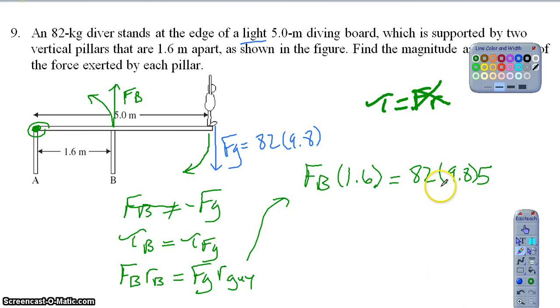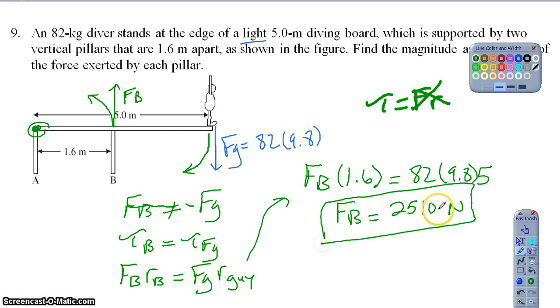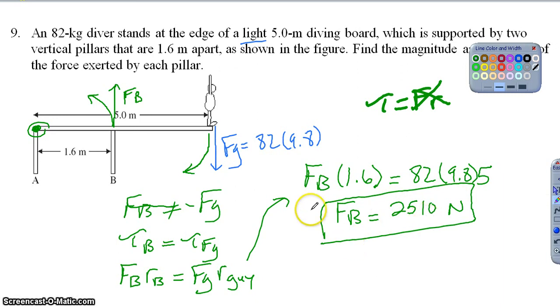Okay, so if I look through this equation, the only variable I have is that force from that second pillar, from pillar B. So if I go ahead and solve for this, I should get something to where my force on pillar B is about 2,511. So maybe I'll go ahead and round that off at 2,510 newtons. So the approximate force at pillar B is somewhere in that ballpark, depending on your exact calculation. Okay, so here I found one of my forces.